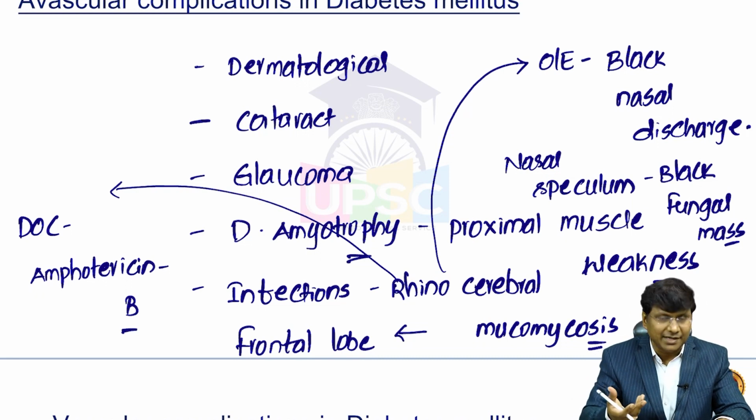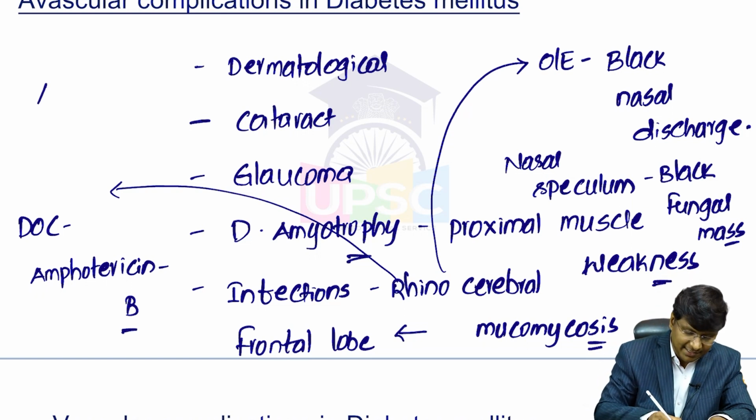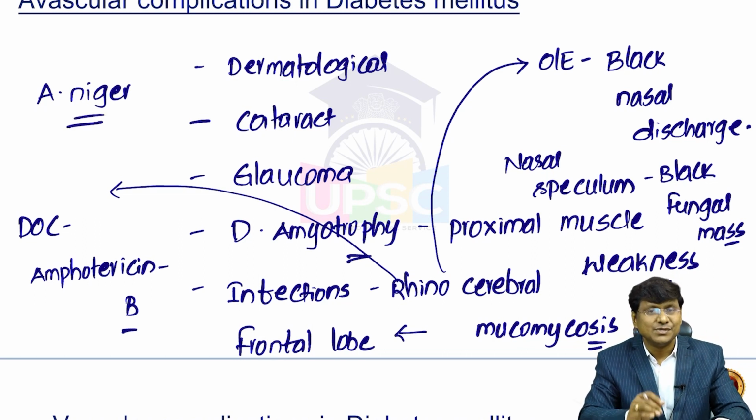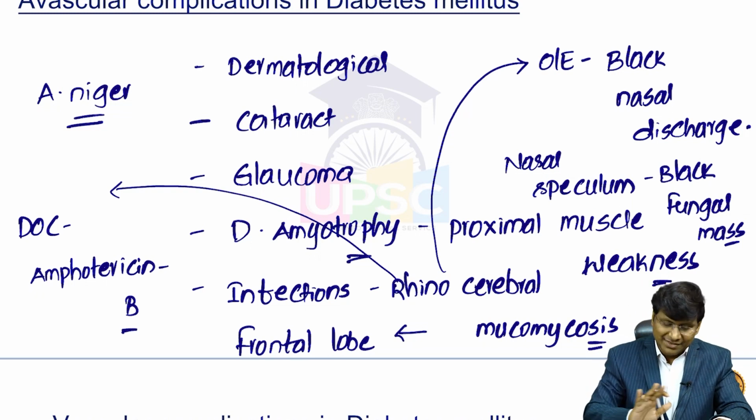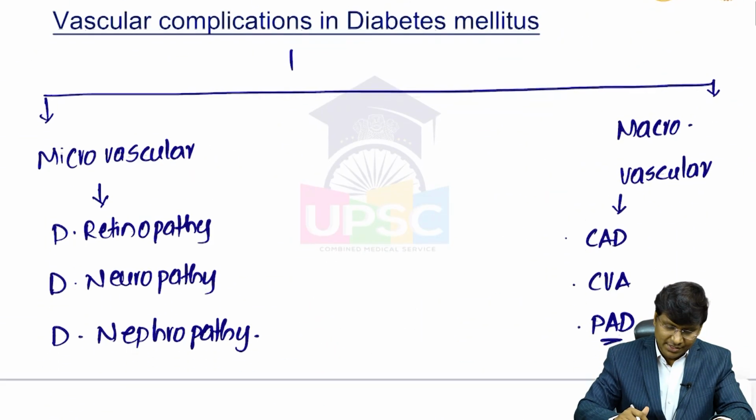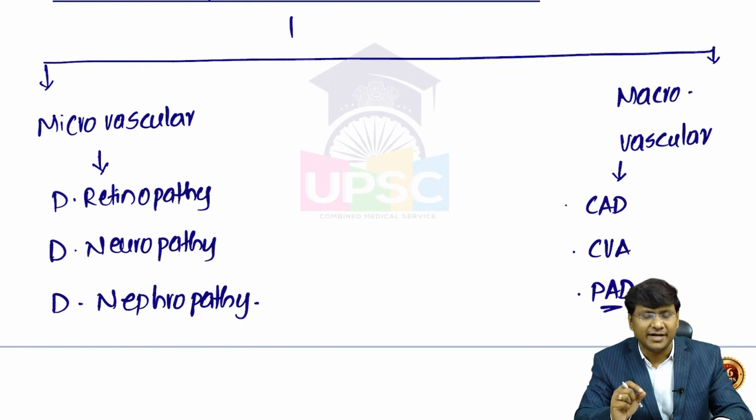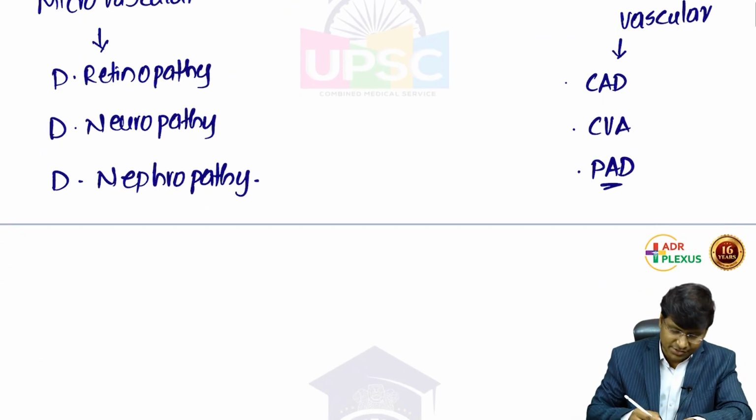And another important infection which is very common in diabetic individuals is Aspergillus niger. So this is also an angioinvasive organism. Okay, these are the avascular complications. Now coming to a quick discussion related to the microvascular complications.